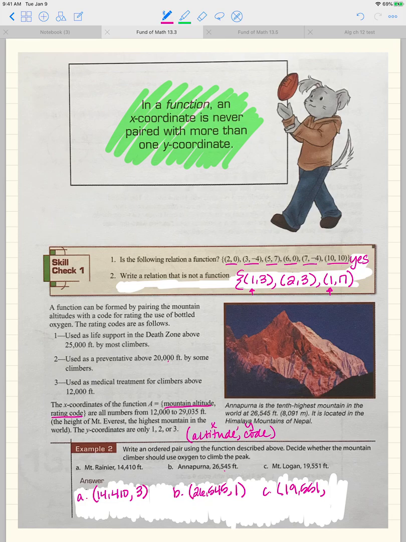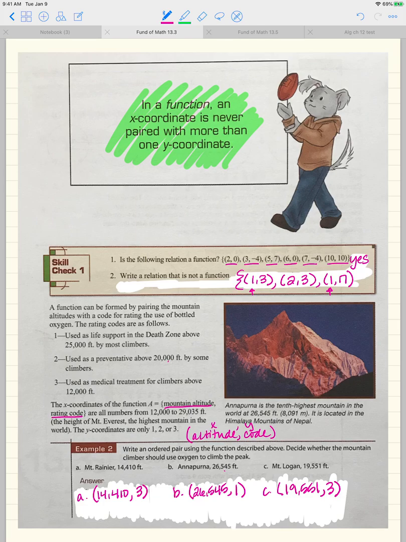But then code 2 is used for greater than 20,000. Okay? So what code is C going to be? C is going to be 3, just like Mount Rainier was, because 19,551 is between 12,000 and 20,000.